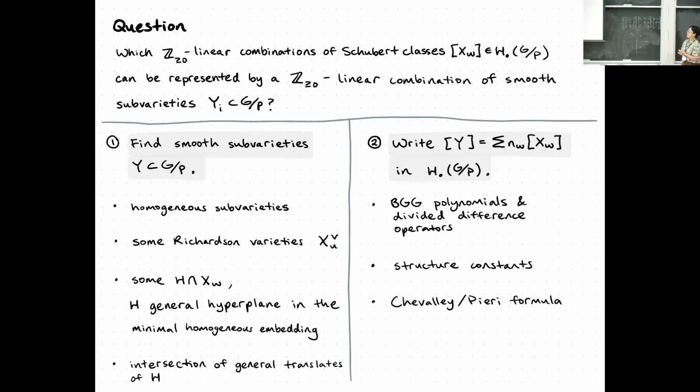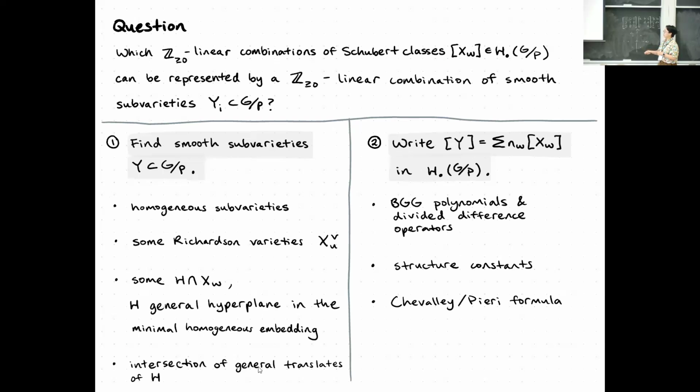So maybe I'll give some examples of things you might look at to execute the strategy. There's a bunch of smooth subvarieties. You can look at homogeneous subvarieties, so smaller G prime mod P primes. You can also look at Richardson varieties. If you have a smooth Schubert variety and intersect it by a hyperplane, that will still be smooth. And if you intersect general translates of a hyperplane, that'll also give you something smooth. So these are some possibilities for what you can look at.